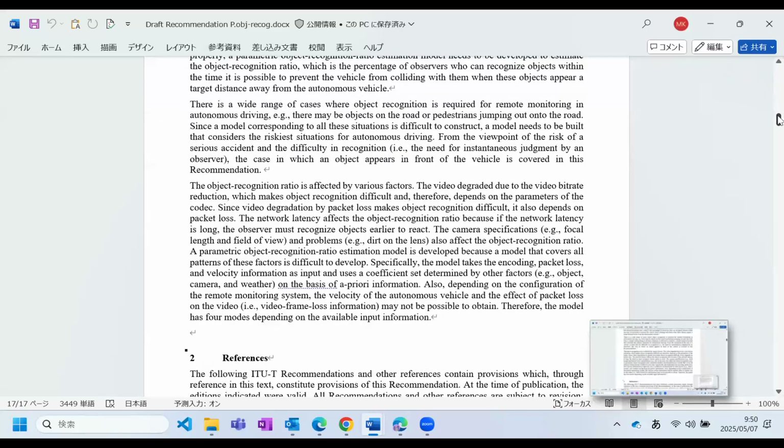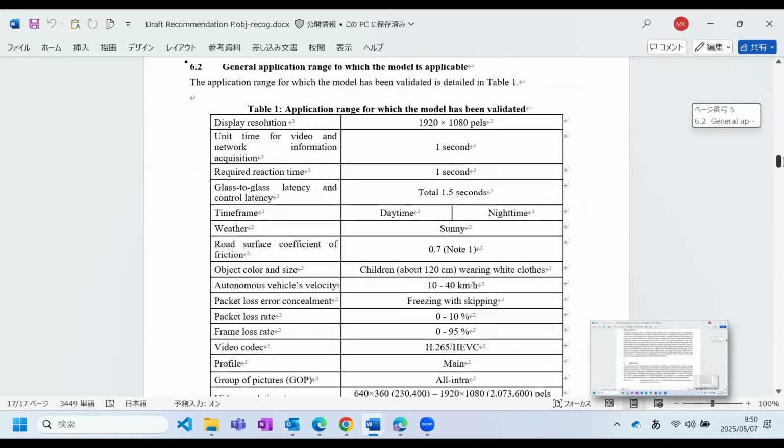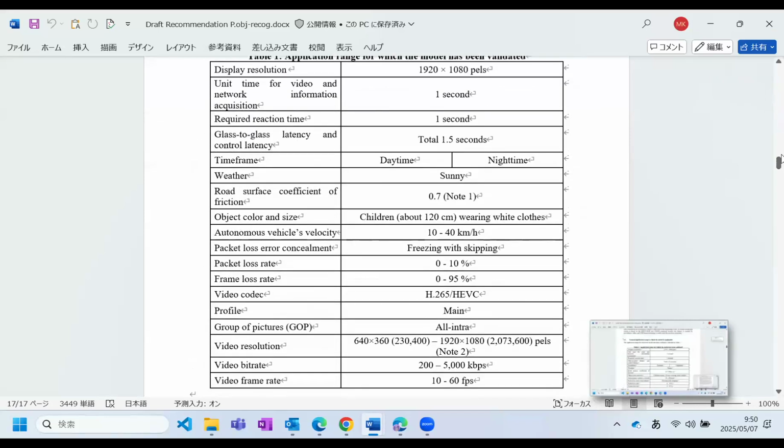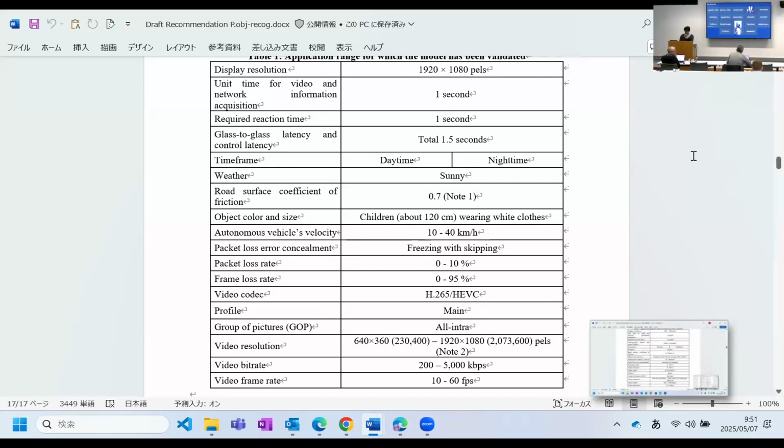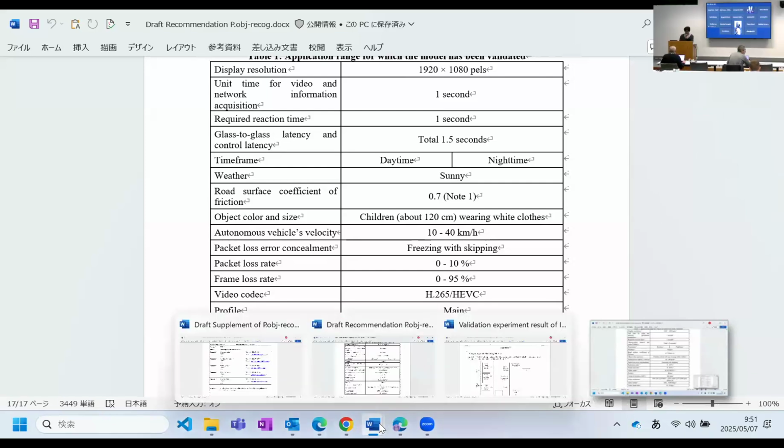Okay, thank you. Any other questions? Okay, if there are no further questions, I think we can proceed with the last document. Okay, so we show the final document.